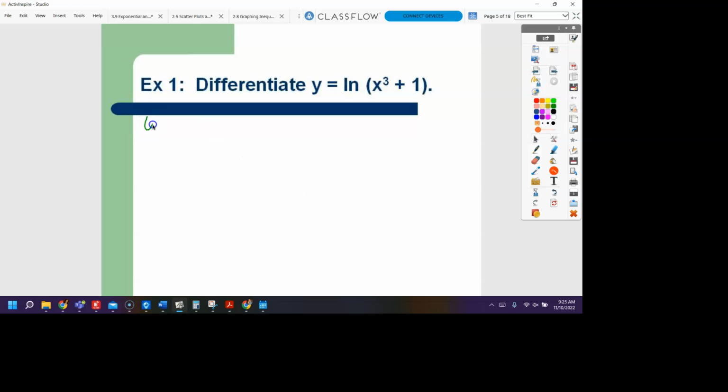So my u is x cubed plus 1. U prime, well, what's the derivative of x cubed? So then dy dx is u prime, 3x squared, over u, which is x cubed plus 1. Bam, bam, thank you, man. Told you this was not that bad.